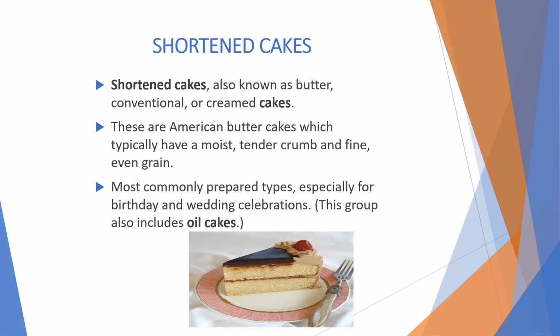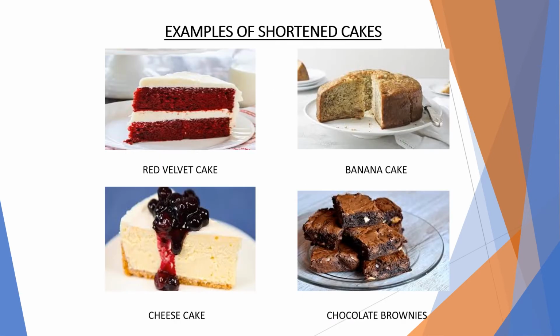Shortened cakes. Shortened cakes are also known as butter, conventional, or creamed cakes. These are American butter cakes which typically have a moist, tender crumb and fine, even grain. Most commonly prepared types, especially for birthday and wedding celebrations. This group of cakes includes oil cakes as well. Examples of shortened cake: red velvet cake, banana cake, cheesecake, chocolate brownies. They are loaded with sugar and oil.